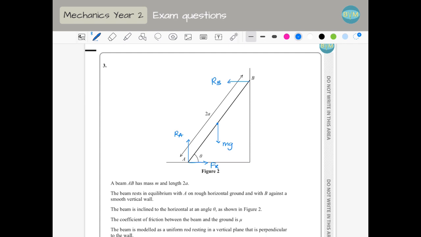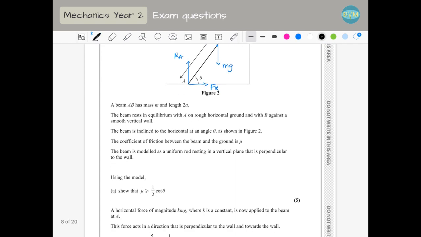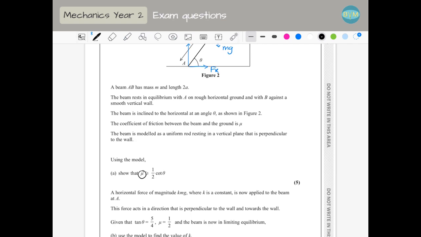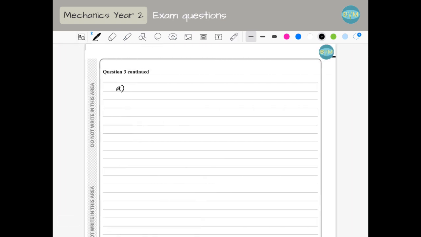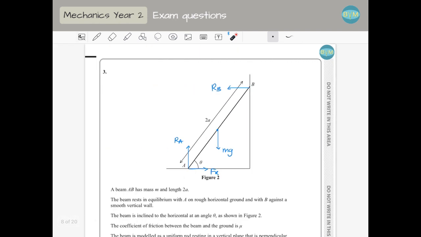To find mu, every time we need to use the same equation. Friction is always smaller than or equal to the maximum value, which is mu times the normal reaction. Making mu the subject, mu must be greater than or equal to friction divided by RA. So what we are going to do is find friction and RA, and divide to see what mu must be greater than. It's in equilibrium, so we can apply two things.